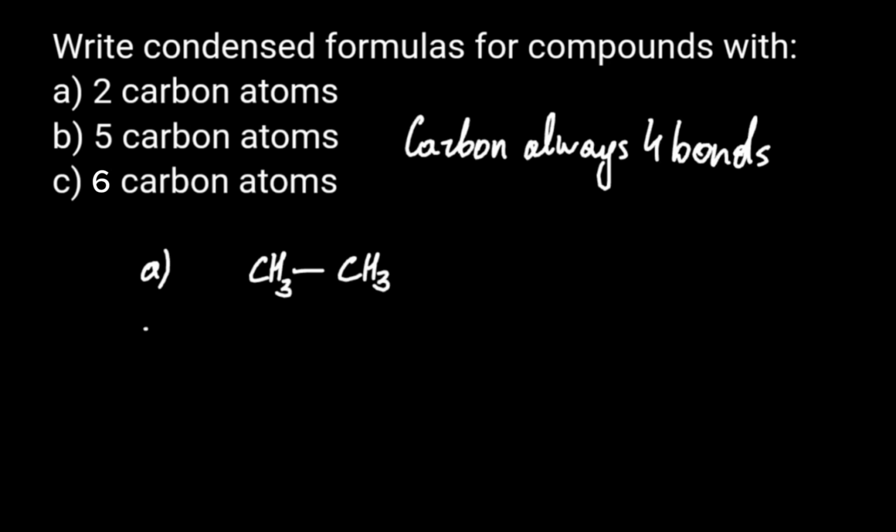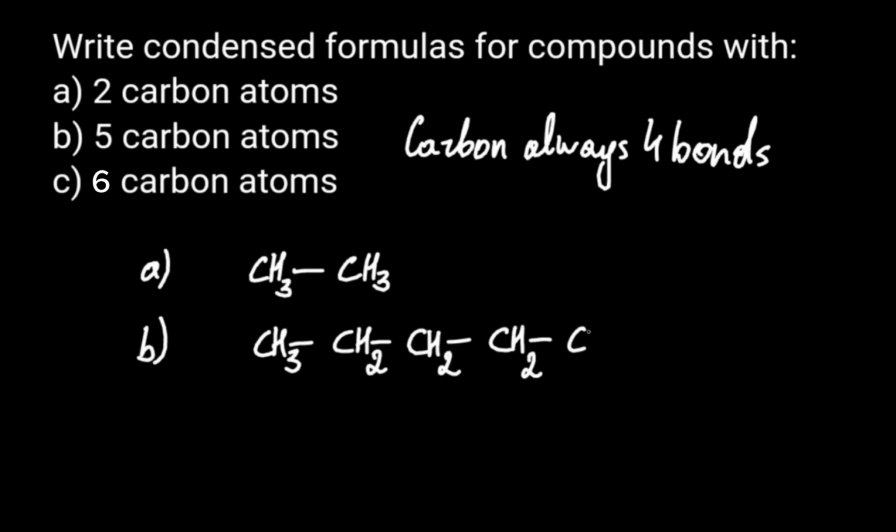In the second example, we need to draw 5 carbon atoms. So we write 5 carbons, and they all have carbon-carbon bonds. So to the first carbon, we add 3 hydrogens because the carbon had only 1 bond. The second carbon has 2 bonds already, so we add 2 hydrogens. Same goes for the third and the fourth carbons. And the last carbon has 1 bond, so we add 3 hydrogens.